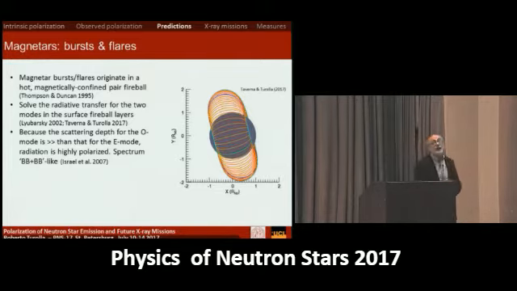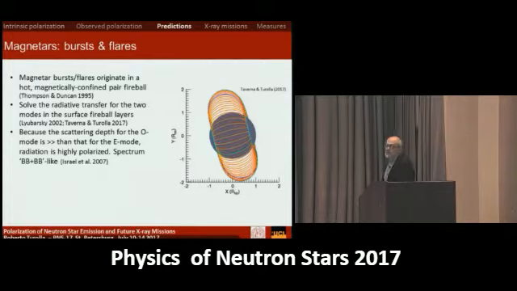Magnetar sources emit different types of bursts, from normal bursts to hyper-energetic giant flares. The current state of the modeling is that the magnetar bursts and flares likely originate in a hot magnetically confined pair fireball, according to the original suggestion by Thompson and Duncan more than 20 years ago. So what we have done, and Roberto will discuss this in detail, is to solve the radiative transfer for the two modes in the surface layers of the fireball.